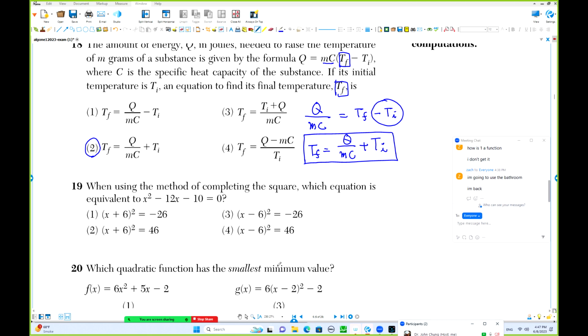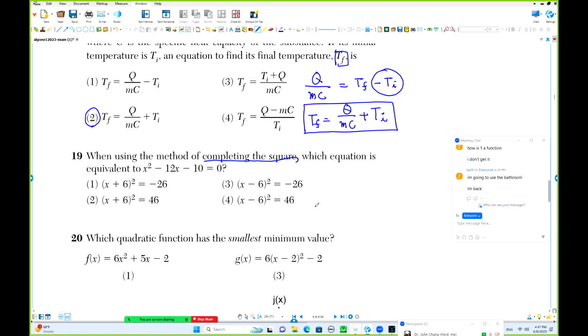All right, number 19. When using the method of completing the square, you have to use the steps. Which equation is equivalent to this one? Completing the square, step 1: separate the variable terms and the constant term. X squared minus 2x equals 10. Now using this one, we're going to make a squared form.